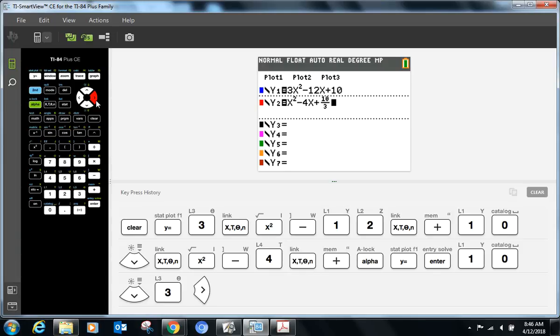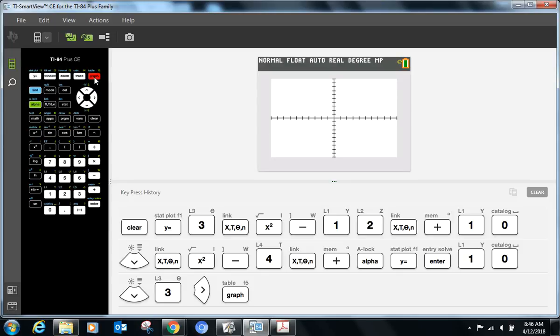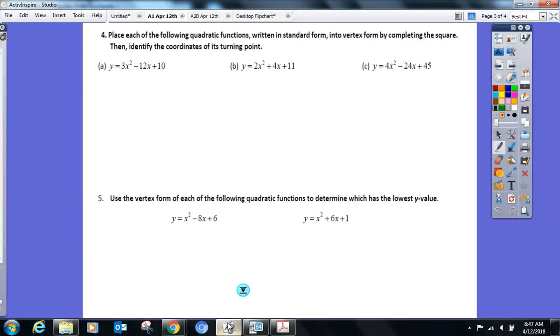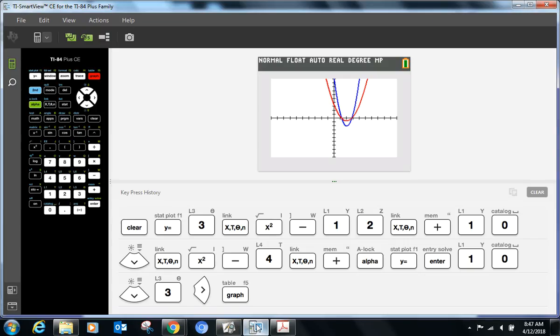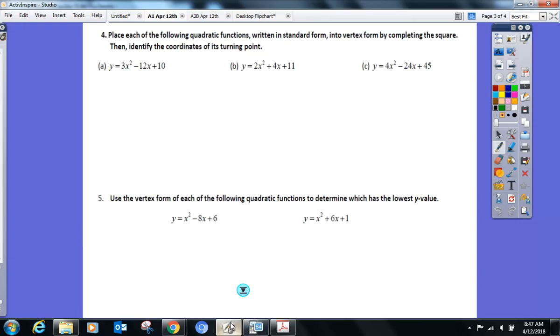If you graph both of them right now, are they the same graph they came out to yesterday? No. So that's why I cannot divide by the A value. When I put this in vertex form, I am not going to start by dividing everything by the A value. Everybody good? I showed you why, because you're changing the size of the parabola. So please do not divide by the A value when you put it into vertex form.